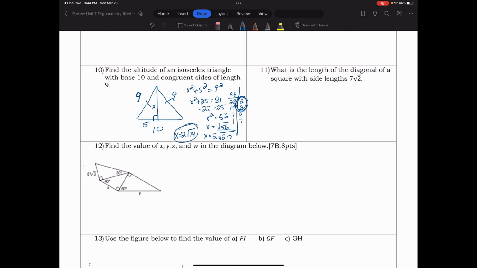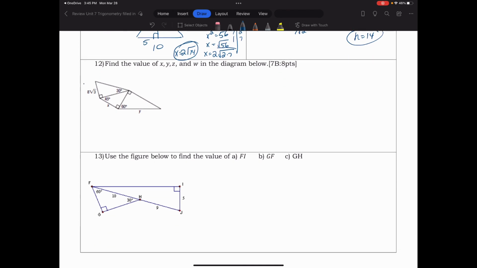Number 11, what's the length of a diagonal of a square with side length 7 radical 2? This is 7 radical 2. This is 7 radical 2. It's a 45, 45, 90. I know that my hypotenuse, which is here, is equal to my leg times radical 2. So my hypotenuse is equal to 7 radical 4. My hypotenuse is 7 times 2, so my hypotenuse is equal to 14.